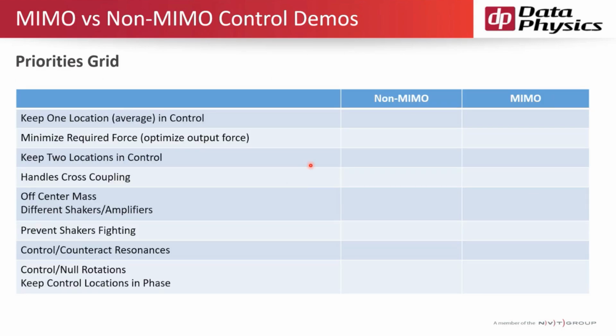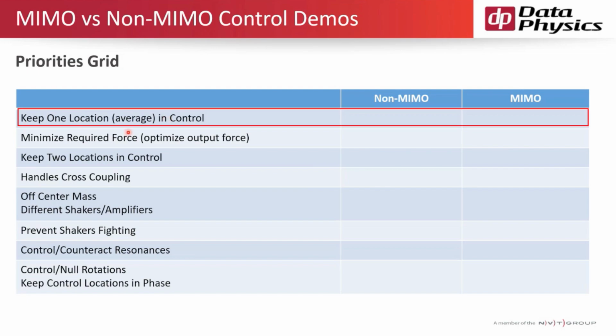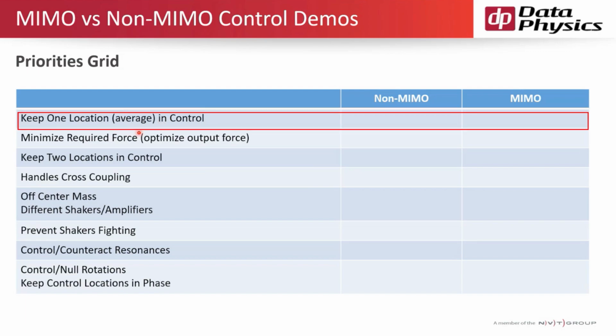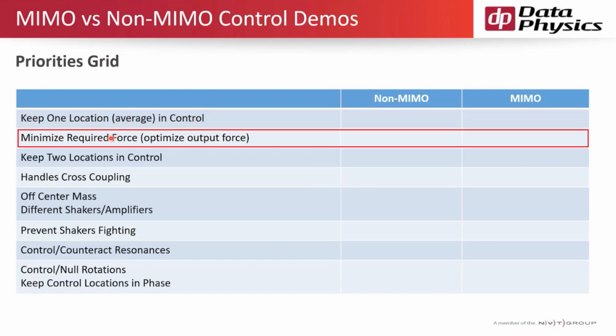So the different priorities I'm going to focus on: the first priority is keeping a single location or an average of two locations in control. Oftentimes, if a single shaker doesn't have enough force, you're testing something very large, you really want to minimize the required force to run your test. Or in other words, if you're using two shakers, you want to get double the force out of it, or optimize the force output of your two shakers.